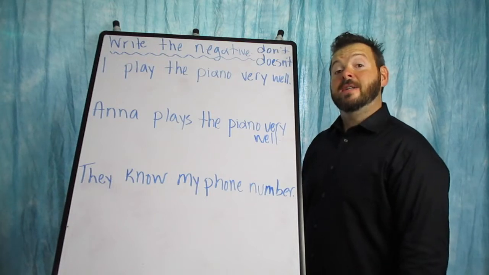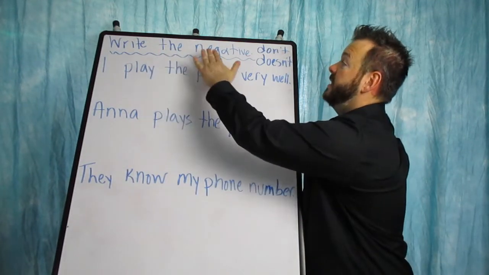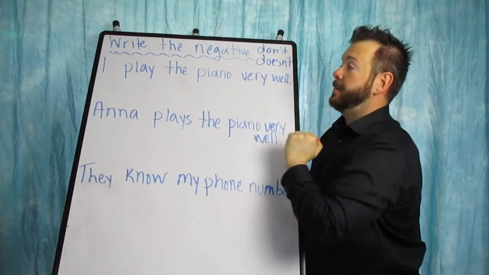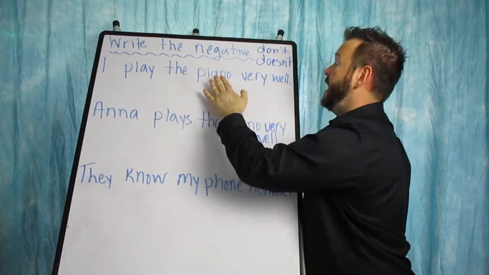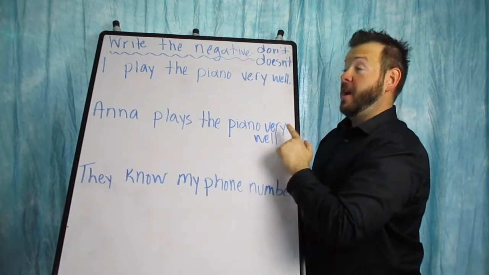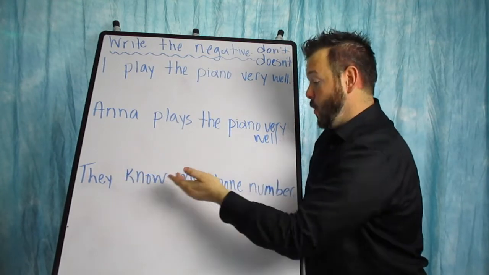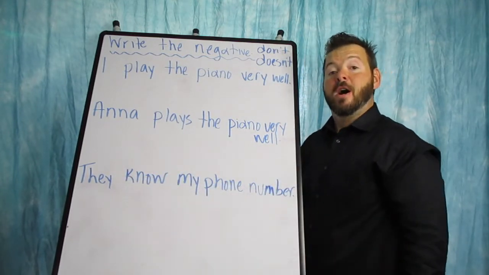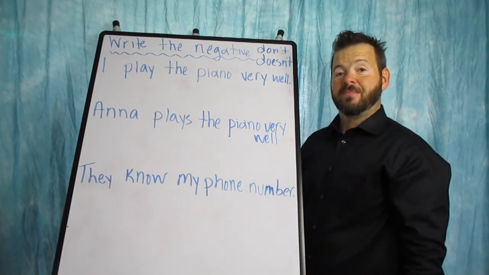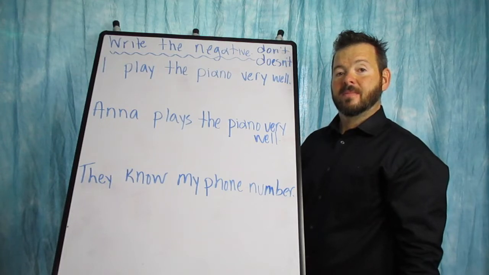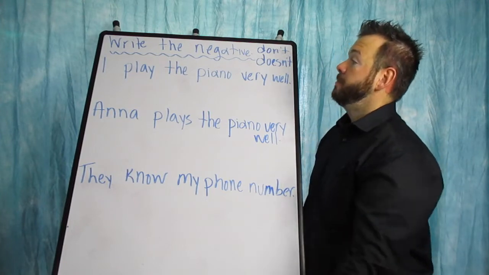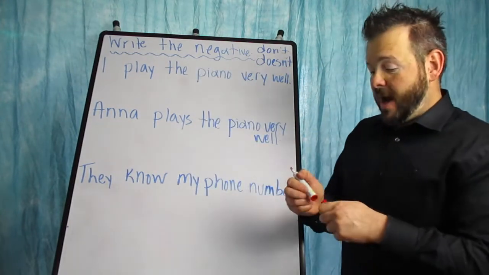All right, here is an exercise. Write the negative, don't and doesn't. I play the piano very well. Anna plays the piano very well. They know my phone number. Pause the video for a moment, write it down, and then we'll do the exercise together. Okay, great. So, let's make this into a negative.